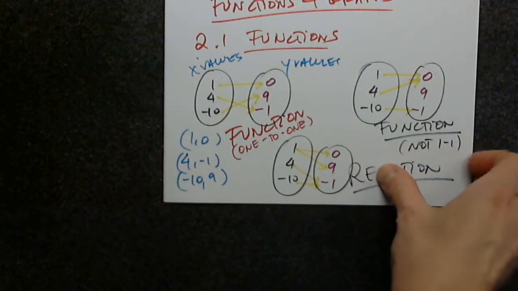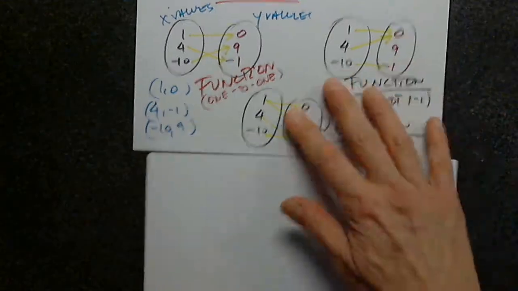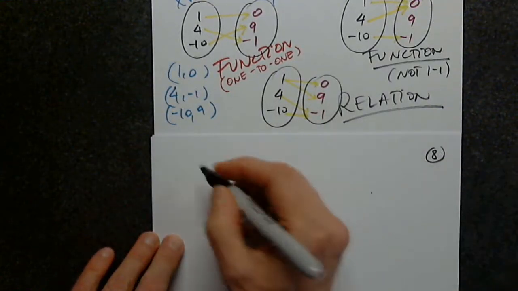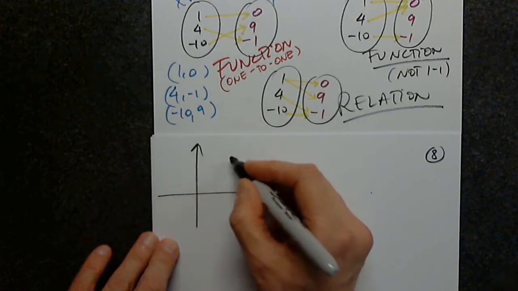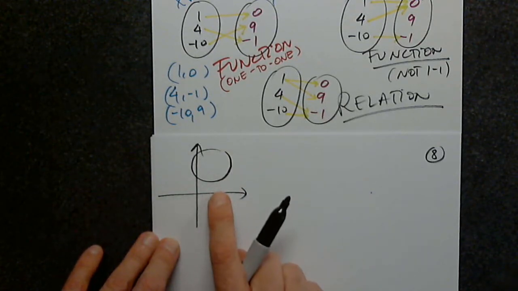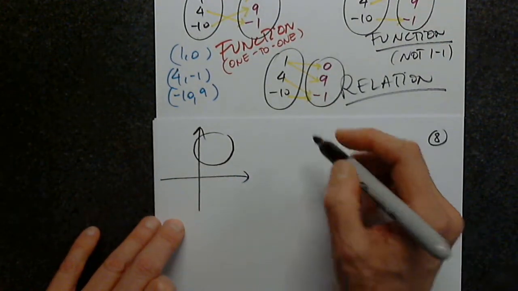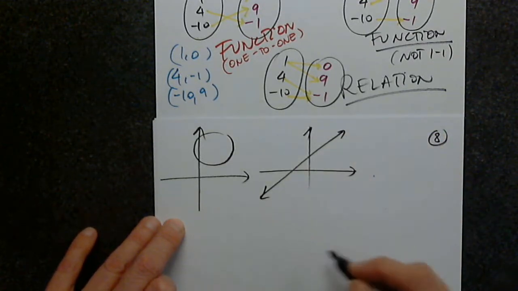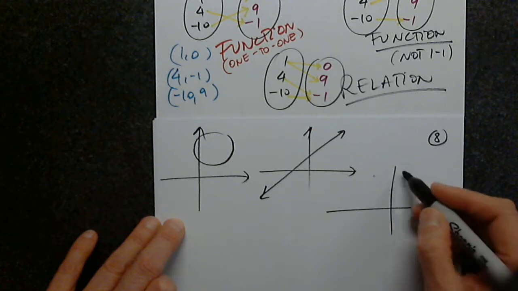Good. Now, let's look at 3 graphs. Here's one graph. We're going to discuss this graph at the end of chapter 2. Here's another graph. And let's say here's another one.